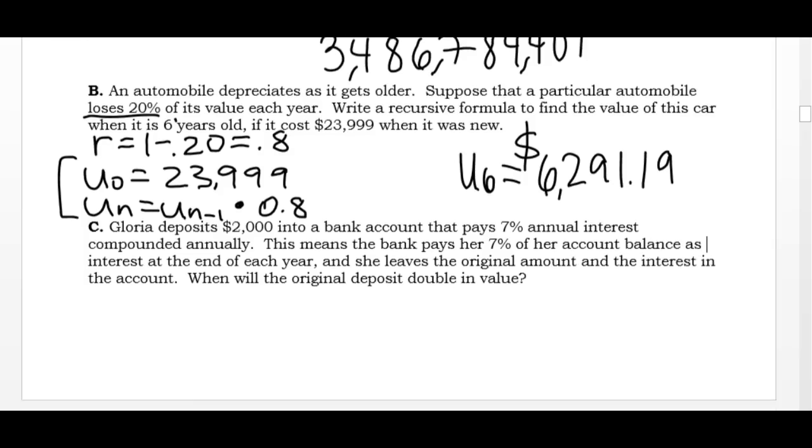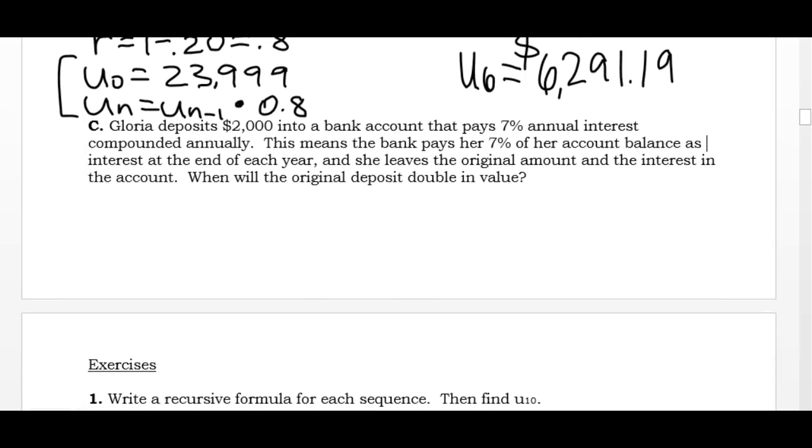And example C, Gloria deposits $2,000 into a bank account that pays 7% annual interest, compounded annually. That's a little redundant. This means the bank pays her 7% of her account balance as interest at the end of each year. And she leaves the original amount and the interest in the account. When will the original deposit double in value?